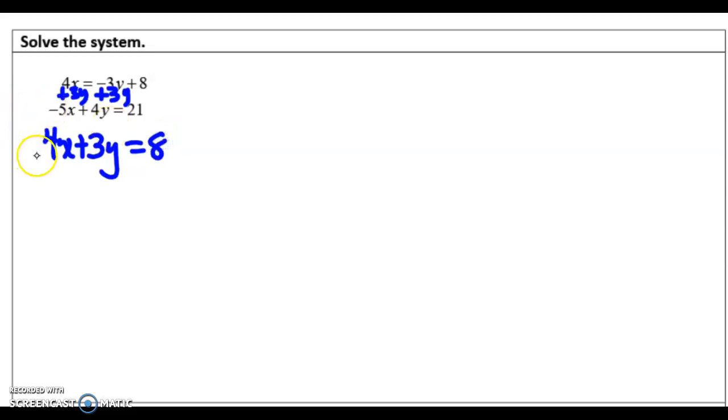Now I'm looking at these two equations, the last two, and I want to see if there's the same number in front of the x or the same number in front of the y's. And I don't have that. I have negative 5 and 4 in front of the x and 4 and 3 in front of the y. So to create the same number, I'm going to use multiplication. And that's a valid thing to do as long as I multiply every term by the same number.